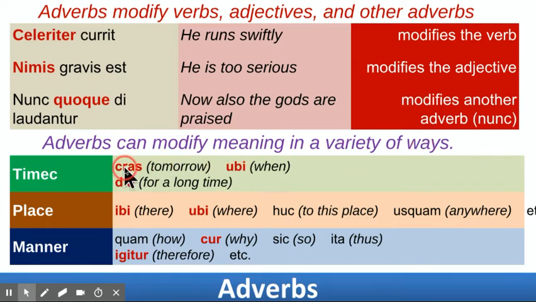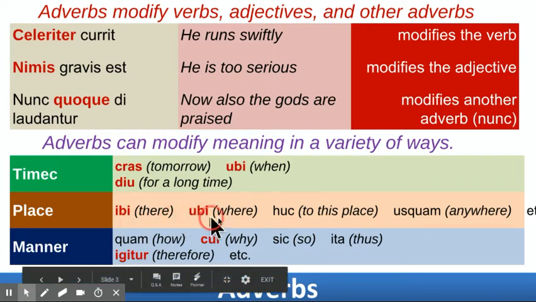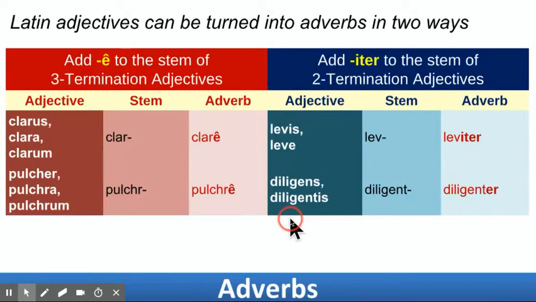Words you need to remember: time, cras, tomorrow, ubi, when, diu, for a long time. These are all words you need to memorize, the ones in red. Ubi, there, ibi, there, ubi, where. And then, of course, quam is also to be memorized. How, cur, why, and igitur, therefore. Adverbs talk about manner. They're very exciting.